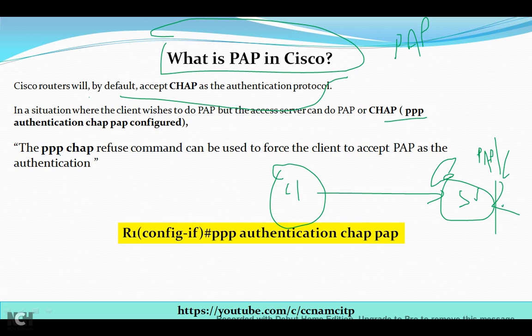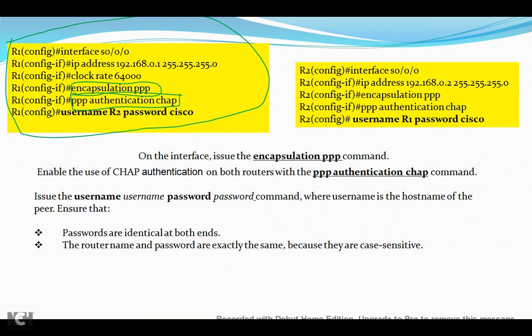The PPP authentication PAP refuse CHAP command can be used to force the client to accept PAP as the authentication. So this command will force this client to select or use PAP for authentication to access that server. So this is the role of this command here, PPP authentication, PAP and CHAP basically. And what is the meaning of PAP here? We will move to the next slide and see the same thing in depth.